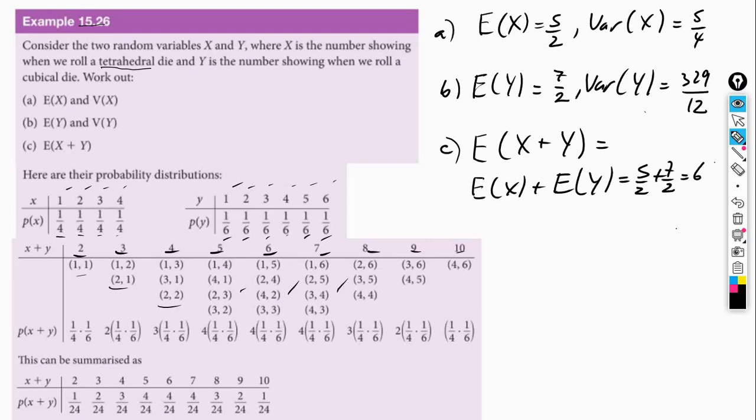And then you would have to multiply all these different combinations times the probabilities, and you would end up with this table. Now, notice that if you calculated the expected value from here, the expected value of x plus y, this would also give you 6. But notice how the process is shortened very much by this property.